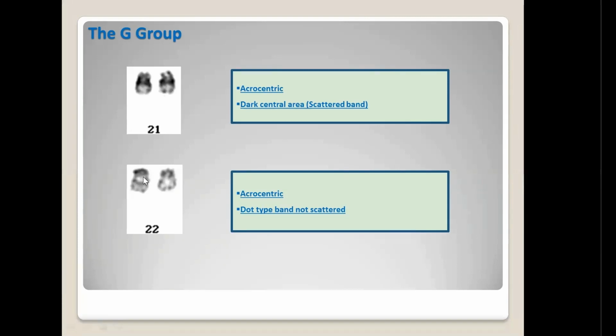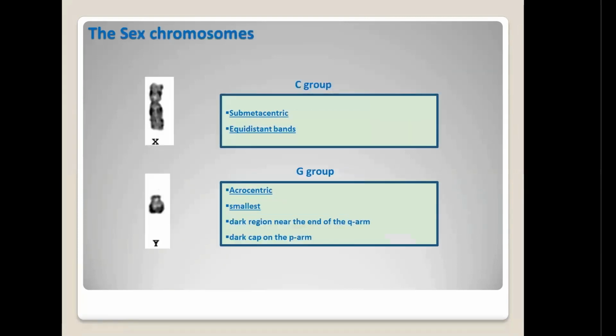Okay. Then the last group, sex chromosomes. Chromosome X, it is a C group chromosome and it is submetacentric. The main identification of this chromosome is the presence of equidistant bands. Means there are two bands, one at the P arm and another at the Q arm, and both are at equal distance from the centromere.